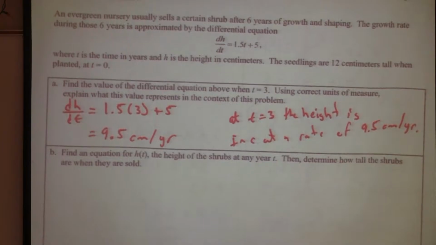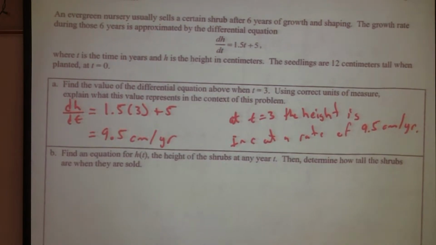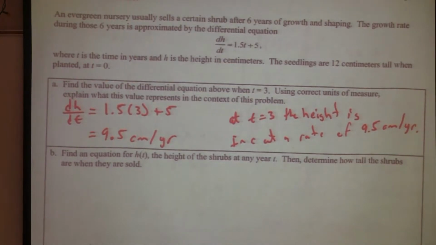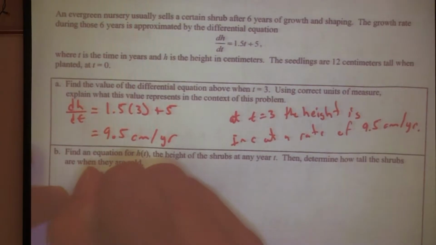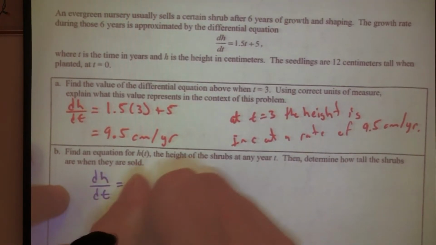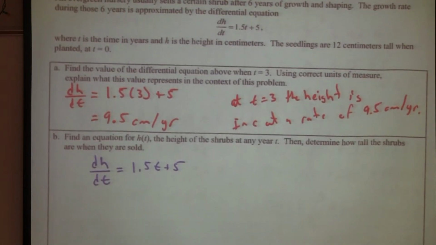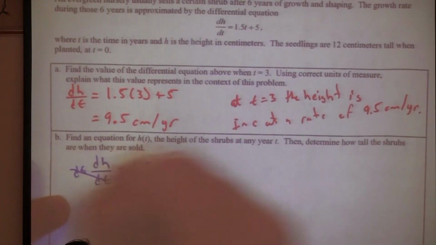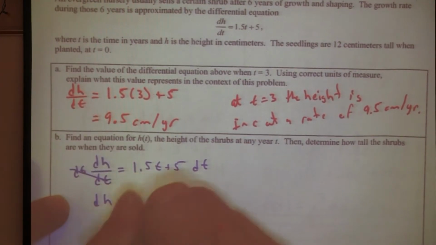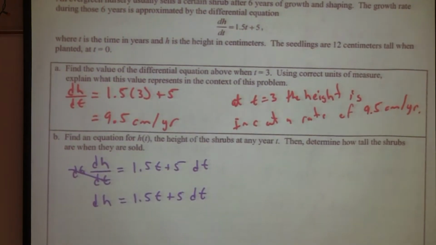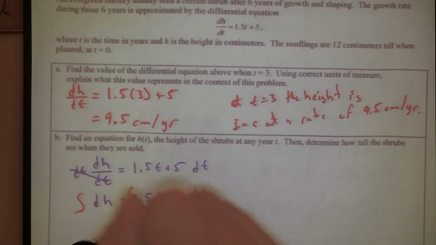Let's look at part B. Part B says, find an equation for h of t, the height of the shrub at any year t. They want us to find the original equation H, but they're giving us H prime. So how would we do that? How do we solve a differential equation? How can I make this dH/dt equals 1.5t plus 5 into H equals? Multiply by dt. So now I have dH equals (1.5t plus 5) dt. And then we integrate both sides.